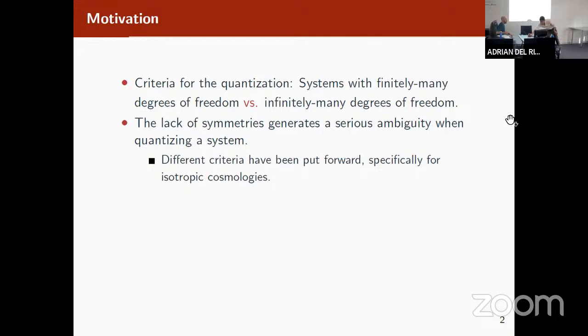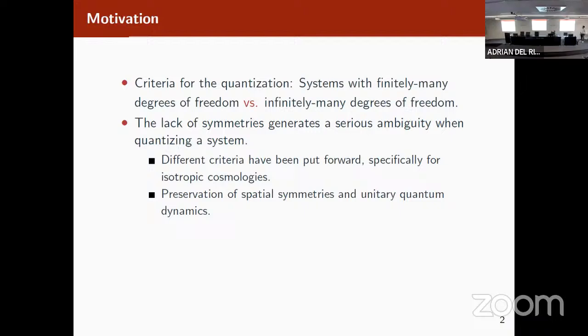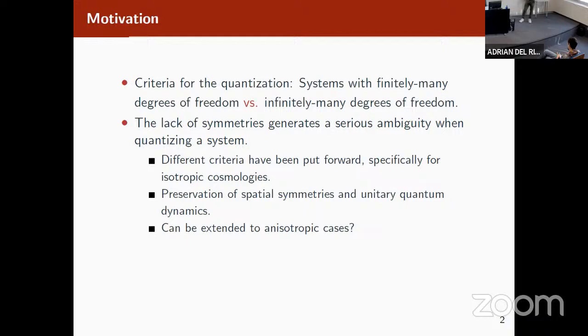Some criteria have been put forward over the years, specifically for isotropic cosmologies. One of the criteria that I'm going to talk about today is one proposed by my group of work, which is based on the preservation of spatial symmetries and the imposition of unitary quantum dynamics. But given the growing interest in anisotropic cosmologies, we can ask ourselves if this criterion can be extended to the anisotropic cases. And in fact, it has been proved in Bianchi I cosmology that it can be extended to an anisotropic case.